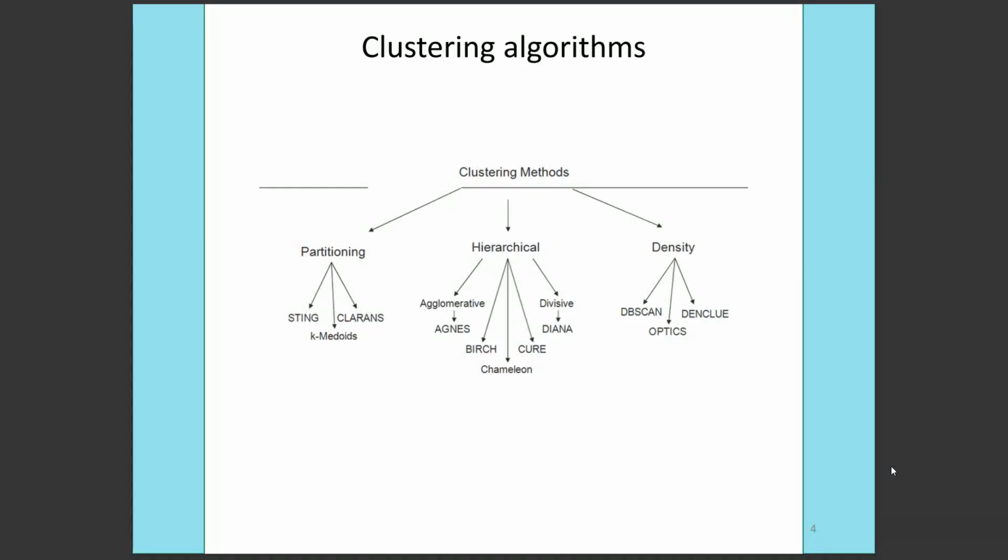Let's now explore some common algorithms in practice. Partitioning. Methods like k-means and k-medoids partition data based on proximity. Hierarchical. This approach builds cluster hierarchies through either merging or splitting data points. Density-based. Algorithms identify clusters based on dense regions in data space. These algorithms offer diverse strategies for clustering, each with its own set of strengths and limitations.